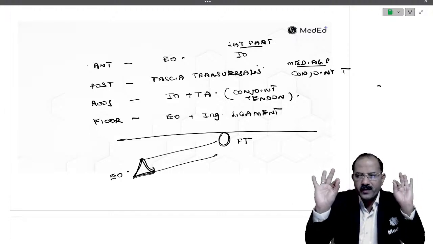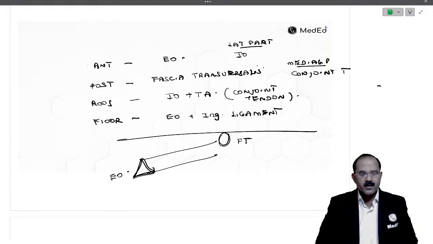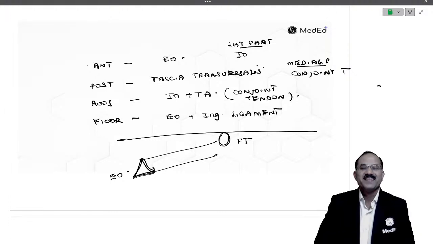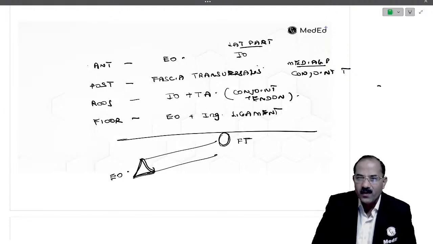You should be perfect with this. Very good. So these are the contents of the spermatic cord, right?